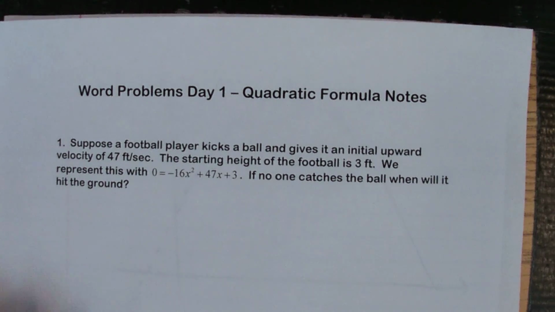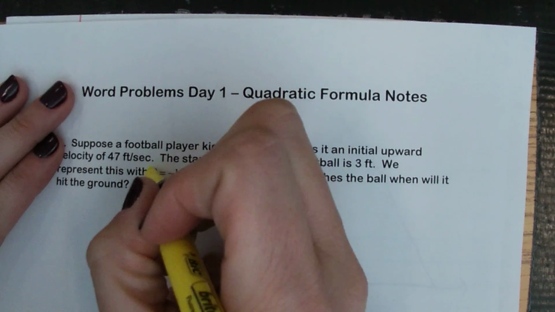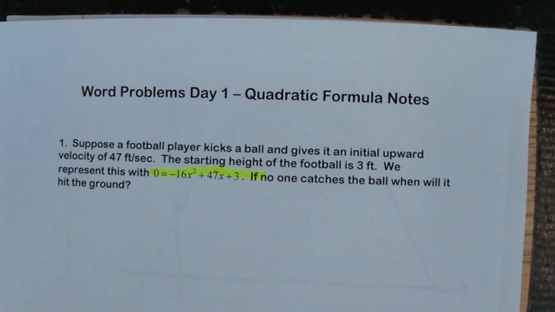Okay, so for example, the first story problem that we are going to look at today says, suppose a football player kicks a ball and gives it an initial upward velocity of 47 feet per second. Right now you're probably like, oh my gosh, Mrs. McKinney, I don't know what those words are. Just bear with me. Like I said, we're just getting our feet a little bit wet today. The starting height of the football is 3 feet. And we represent this with, look, it's so nice to us, it tells us all of that information that it just gave us is represented with this equation.